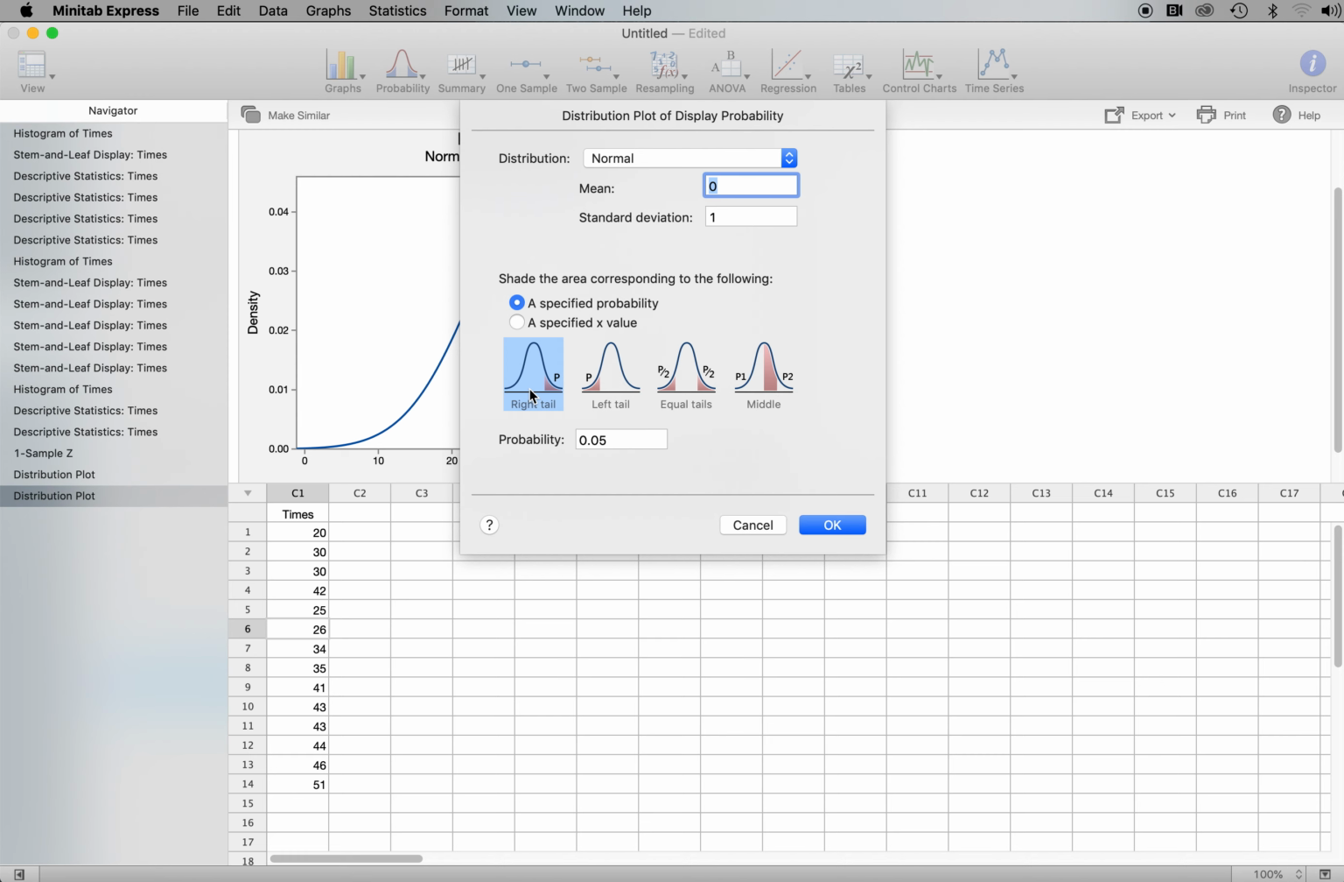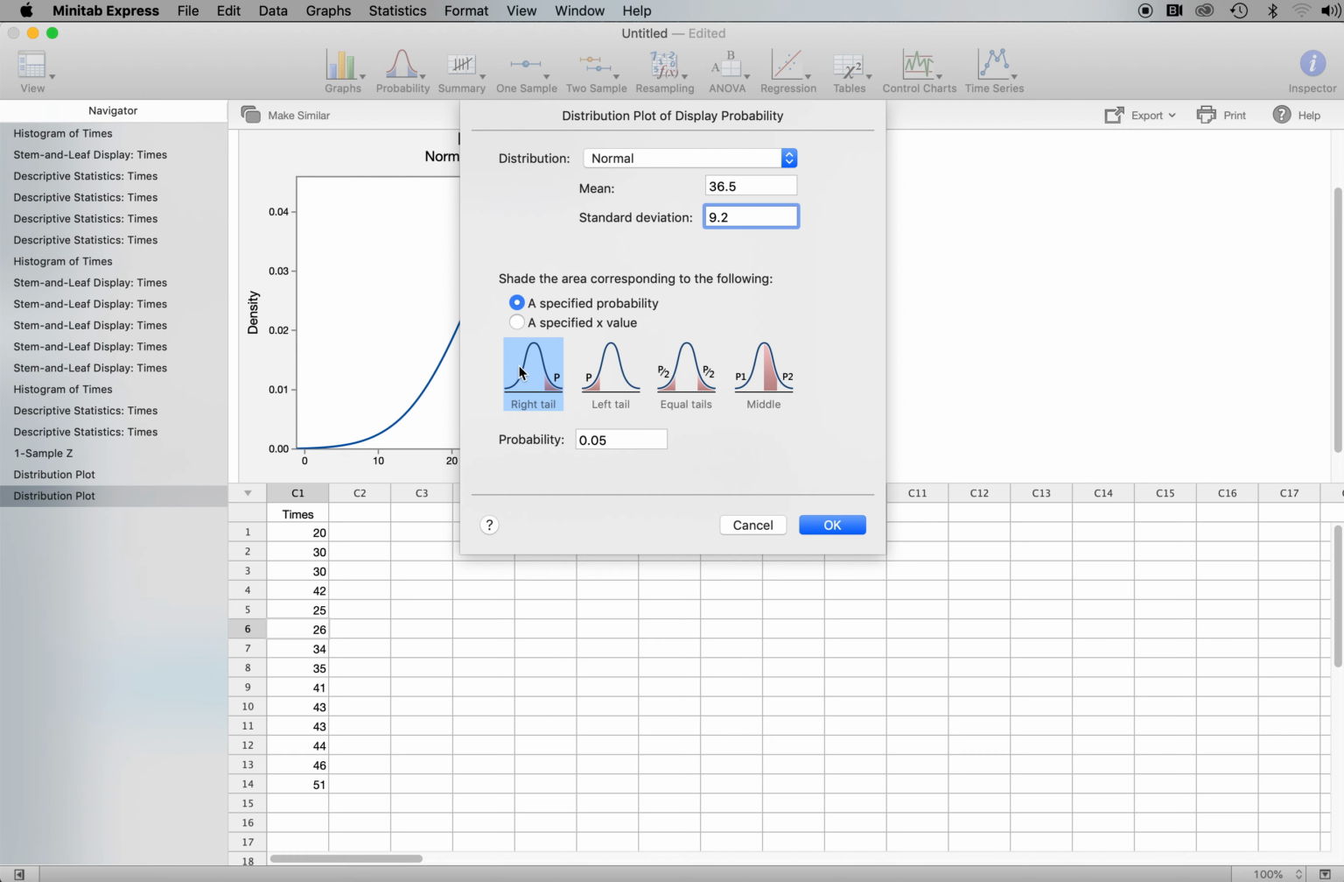Okay. So once I'm in this menu, my distribution is going to be normal. We're assuming normality here. I'm going to enter my mean. Remember, I run my descriptive statistics, and the assignment is given to you, but you can also run your descriptive statistics to find your mean and your standard deviation. For my times that I have here, the 14 values, my mean was 36.5 and my standard deviation was 9.2. That's really important to have that information.